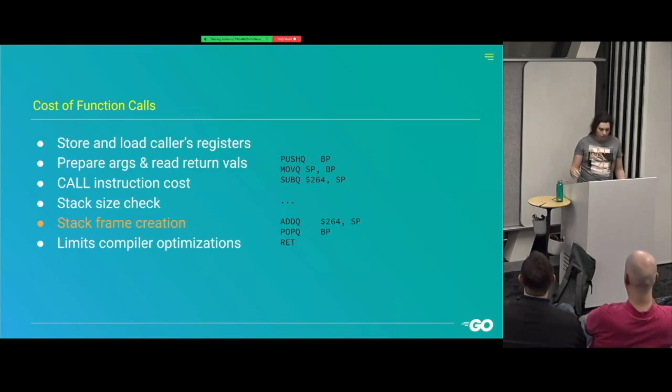This is, again, generated for each function that uses some stack. And I'm not sure if it's also for functions that do not use stack, probably yes, because you want to see them in the stack trace.